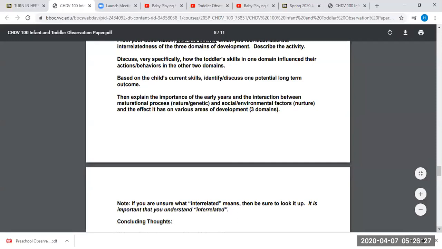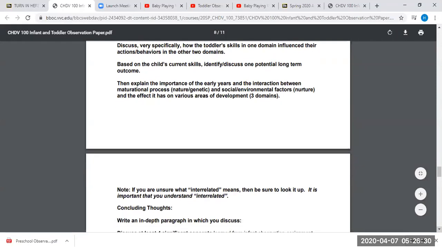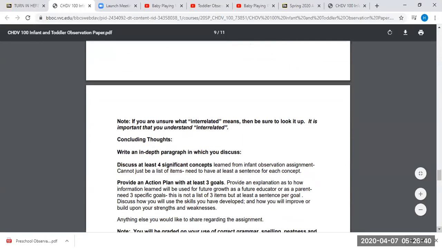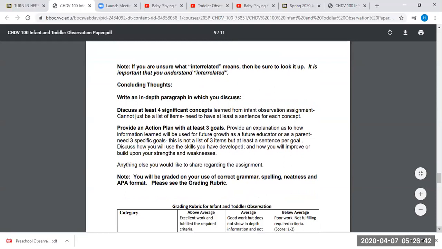So with this being said, you're going to be talking about maturation. You're going to talk about the favorite, nature versus nurture. You're going to be looking at all the areas of development again. So you're going to be intertwining those 3 areas of development. Then you're going to have your concluding thoughts. So this is going to be an in-depth paragraph. You're going to discuss at least 4 concepts that you learned about in the assignments on toddlers, not infants, because we're talking about toddlers. You do not want to just do a list. You want significant concepts, and you need to have at least a sentence each.